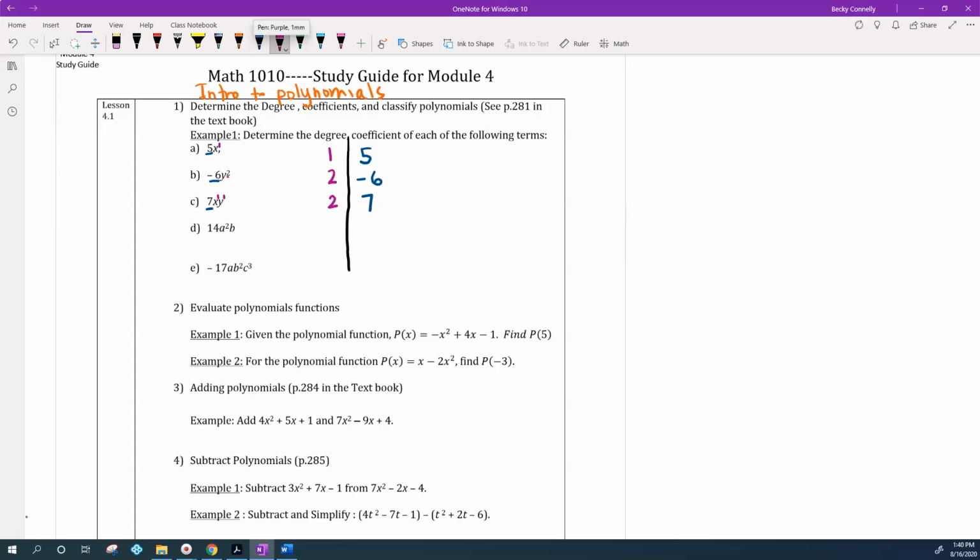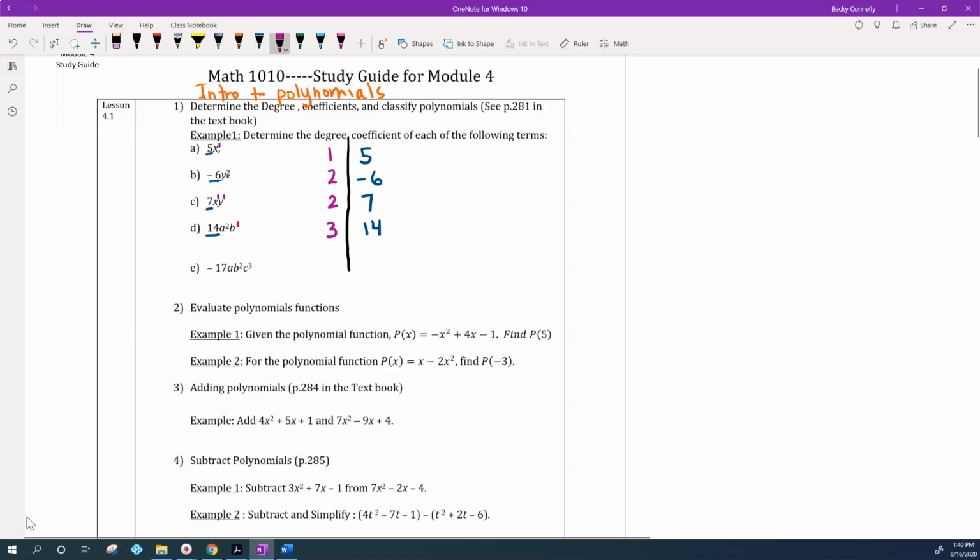All right. Looking at part D, we got an a squared and a b. So again, if we add those exponents together, that's going to give us 3, which is our degree. And the number out in front of all of it is 14, so that's our coefficient.